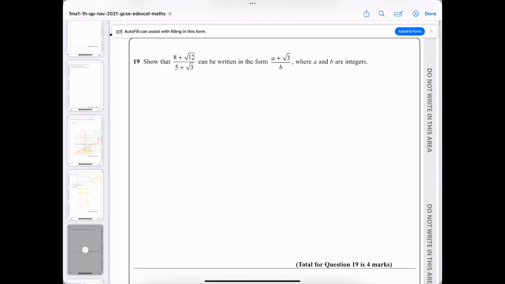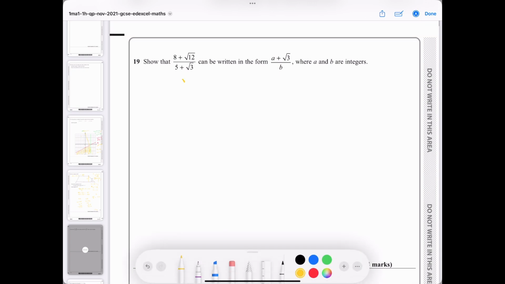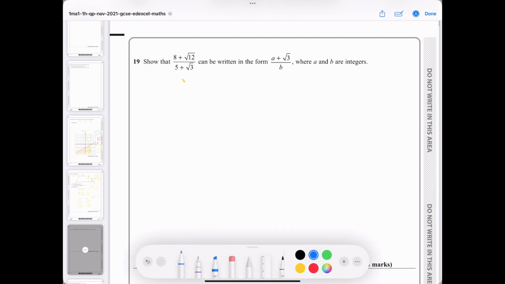plus root 12 over 5 plus root 3 can be written in that form. So what I'm going to do is start off by not using yellow for a minute. So 8 plus root 12 over 5 plus root 3. We can't have a root on the bottom, so I'm going to times the top and the bottom by the same thing, which is the opposite of the plus.